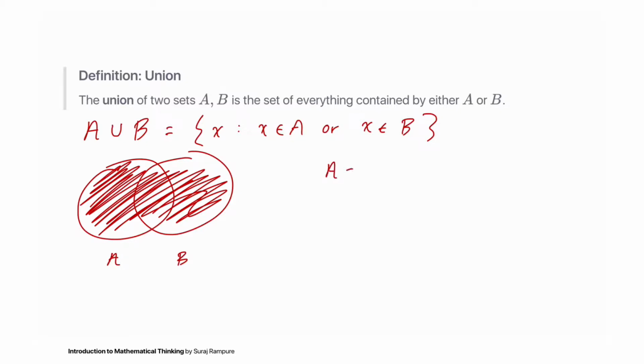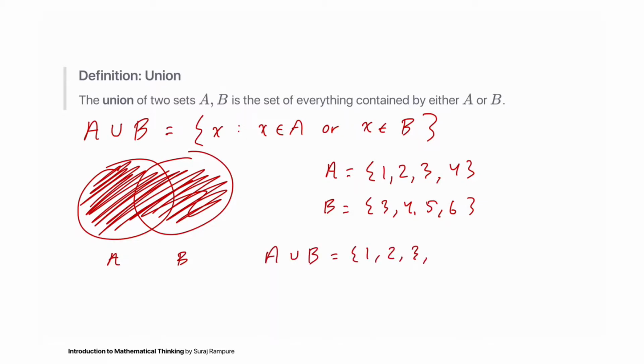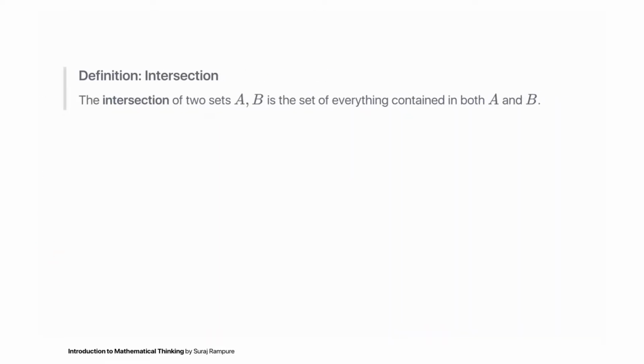So to show an example, if A is the set 1, 2, 3, and 4, and B is the set 3, 4, 5, and 6, the union of A and B is 1, 2, 3, 4, 5, and 6. We don't repeat 3 and 4 because, again, all we care about is unique elements.